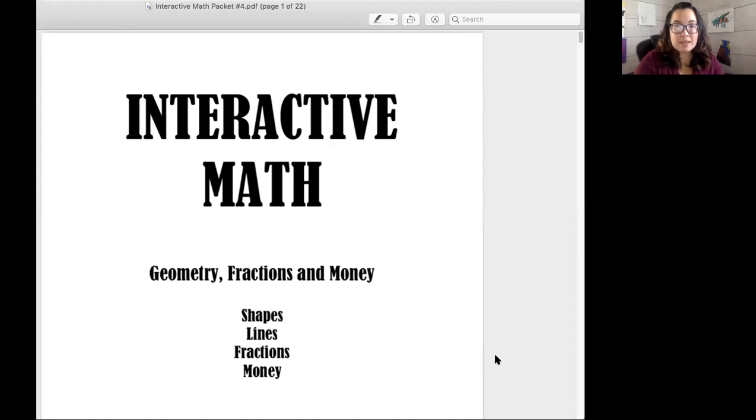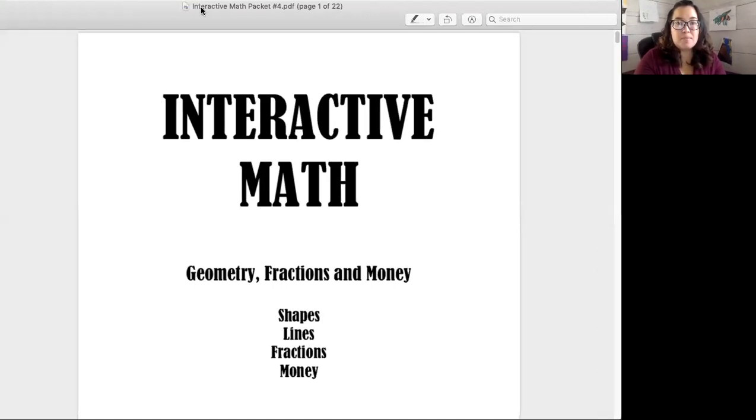I'm going to show you the packet on my computer so that you can know what packet we're going to be using. It's going to be this packet right here, the interactive math packet. Let me make sure I'm sharing the screen properly. Okay, so we're going to do the interactive math packet. It's geometry, fractions, and money. This should be in your docket or however you have it set up at home. You would have gotten this packet before school was let out.